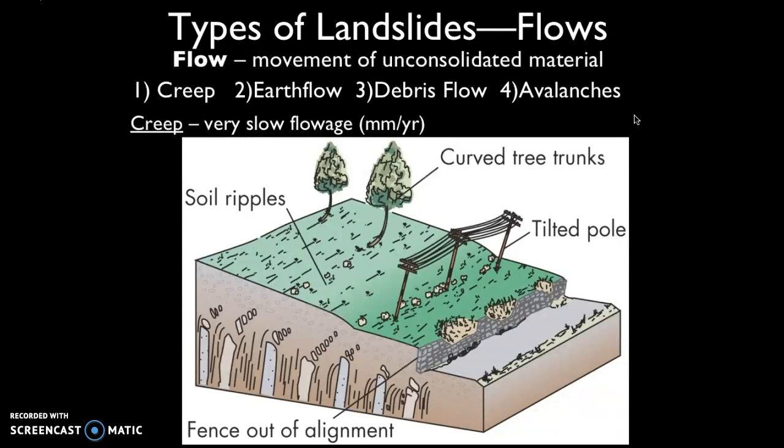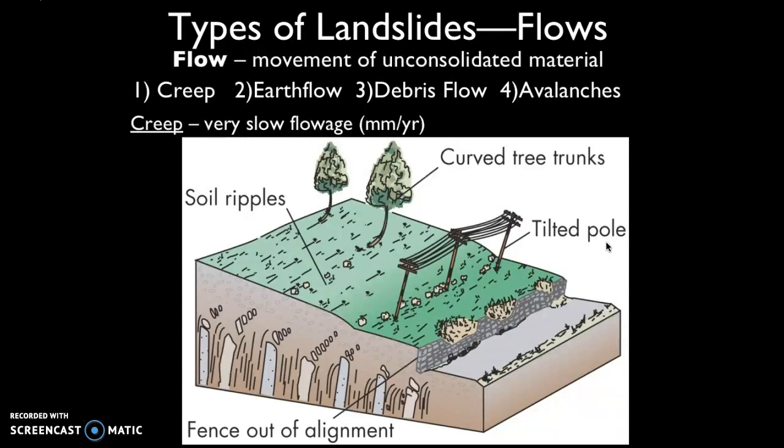This example right here is an example of creep, which is a very slow moving flow. The flowage, as they say it, is going to be in millimeters per year. You're not going to see the change within only a week or two. And there are certain signs that we can look for to tell us that there is creep ongoing. Some of those signs may be that the fences are tilted or poles are tilted. Fences tend to be a very good indication.